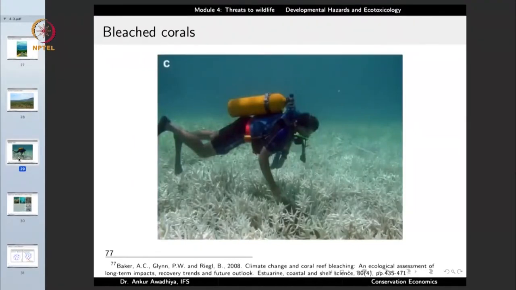Another hazard is what we are observing in terms of climate change. So these are bleached corals because of climate change. All of these corals, these beautiful organisms, are now dead.